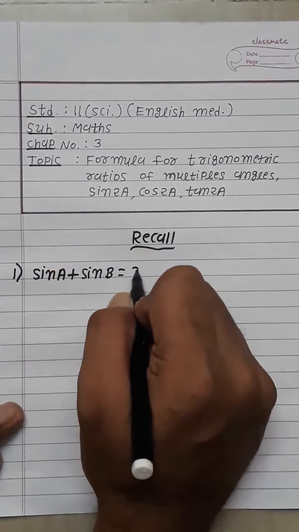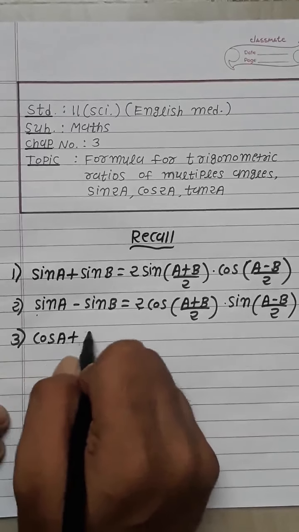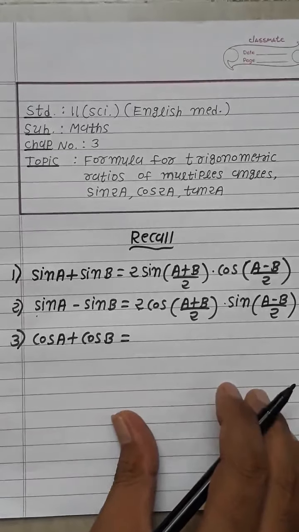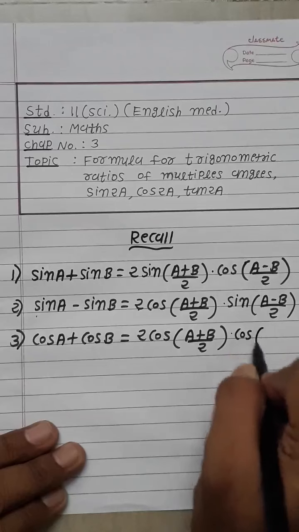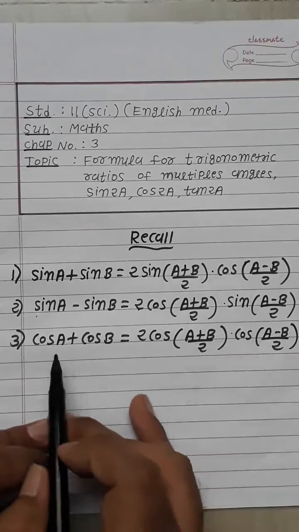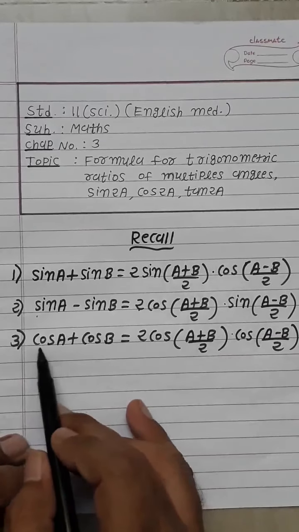Third formula, cos A plus cos B is equal to 2 times cos of (A plus B divided by 2) into cos of (A minus B divided by 2). Short form: c plus c is equal to 2cc.